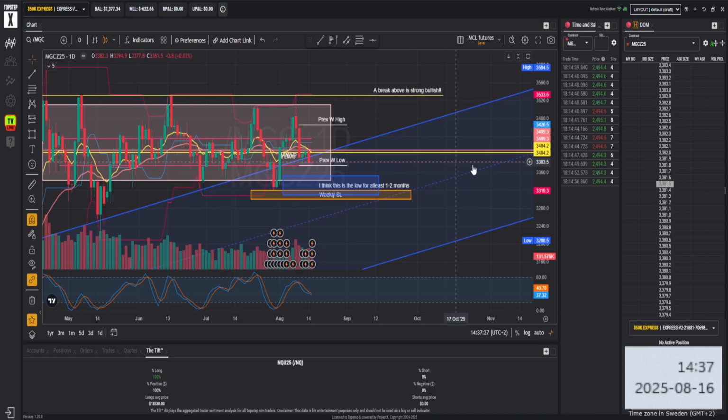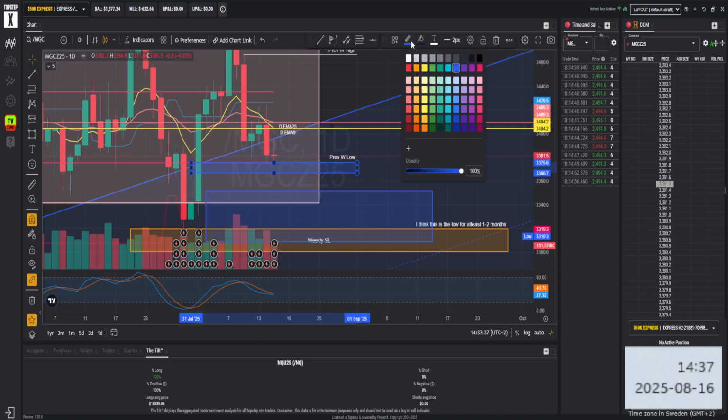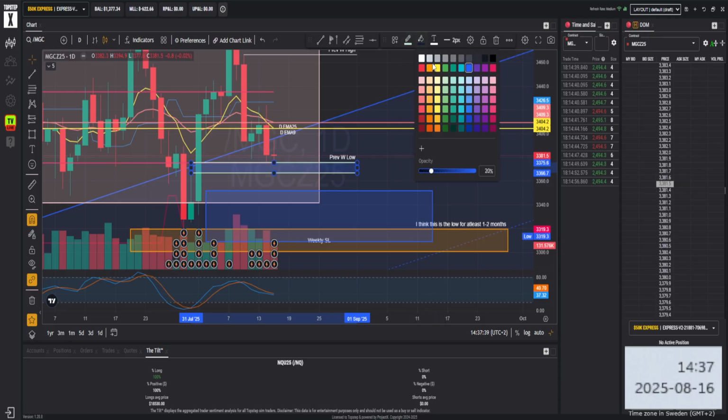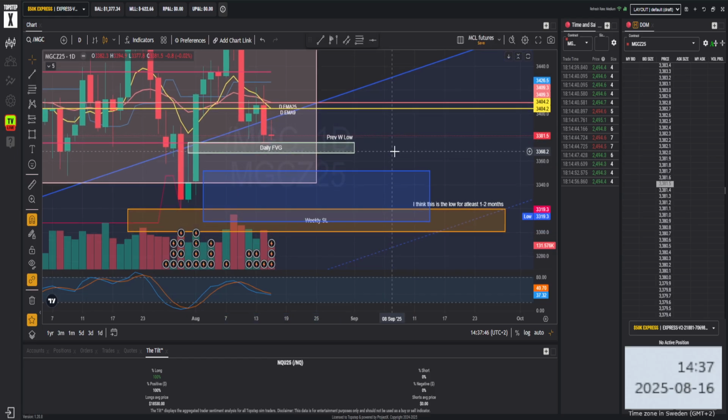So on the daily, we have a small gap to fill still here. Daily. Fair value gap. So maybe this is what we look for. We want the price to fill this gap. Look what happens below here. And if we wick back above this, we want the body to actually be kept above this fair value gap.